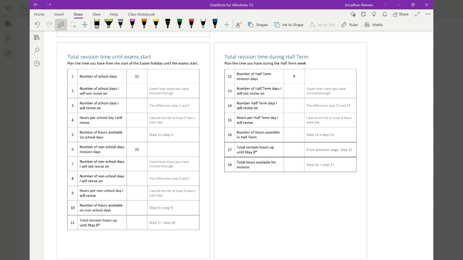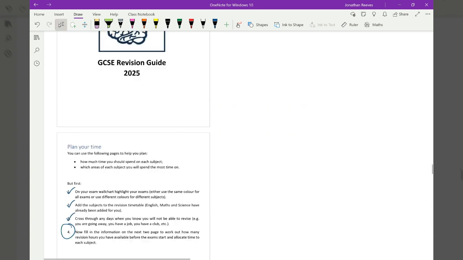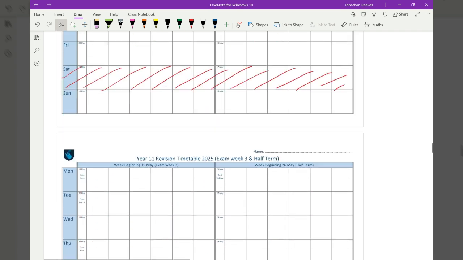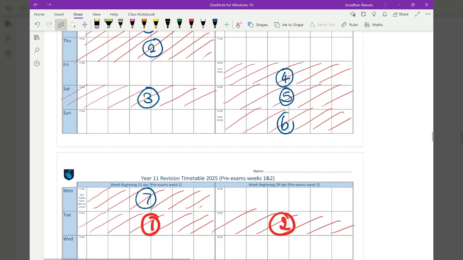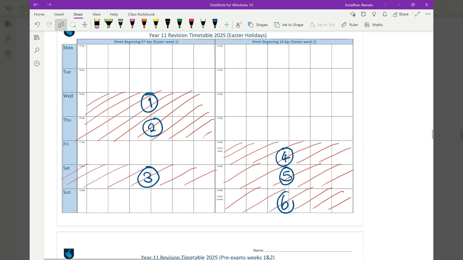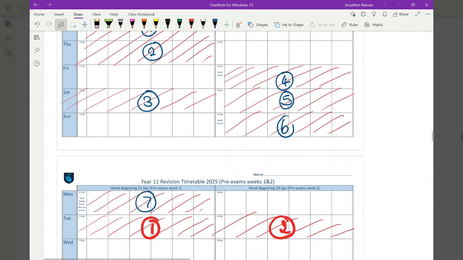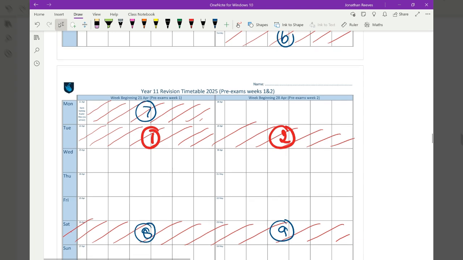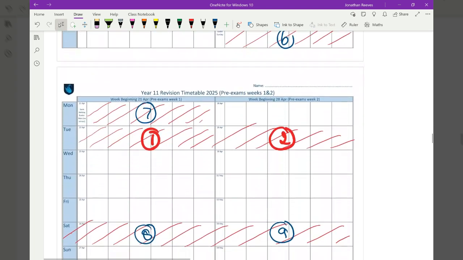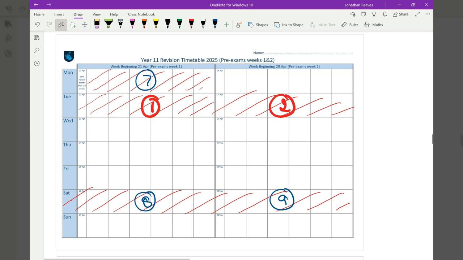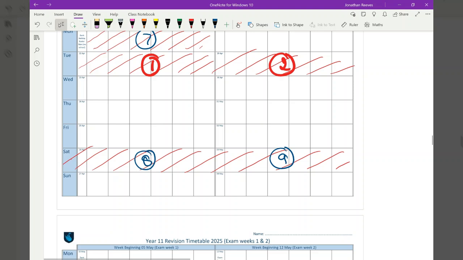So the first thing that I'm going to look at is the number of school days. So the number of school days where you've decided you can't revise. So we go all the way back up to the top. And school days, we ignore the Easter holidays here. And school days, I've highlighted them in red. There were a couple of Tuesdays there. So there was 1, there was 2.